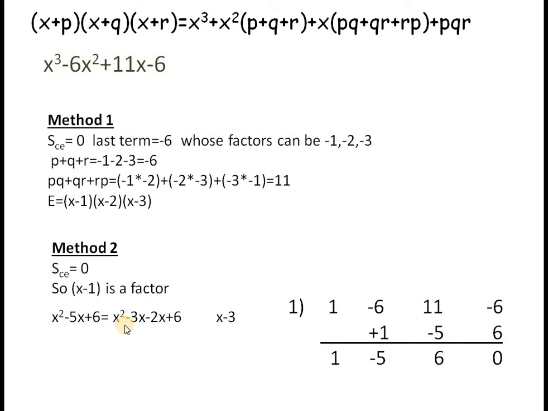And we are factorizing it in the same way. We are splitting the middle term as minus 3x and minus 2x. 1 is to minus 3 is equal to minus 2 is to 6. So x minus 3 is one factor. We are dividing first term and last term by x and 3 minus 3 and we are getting the other factor as well. So here in the second method also we got all three factors.